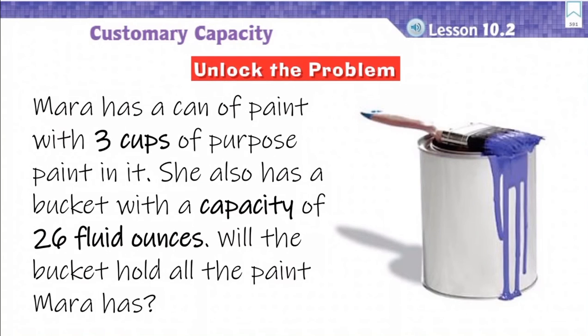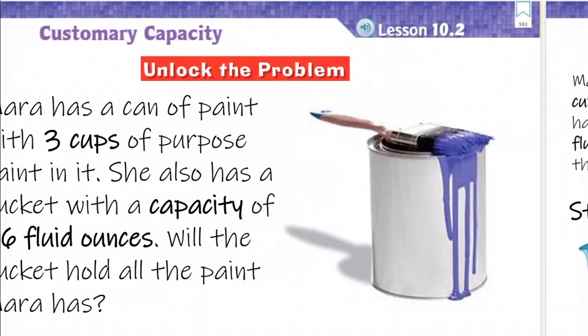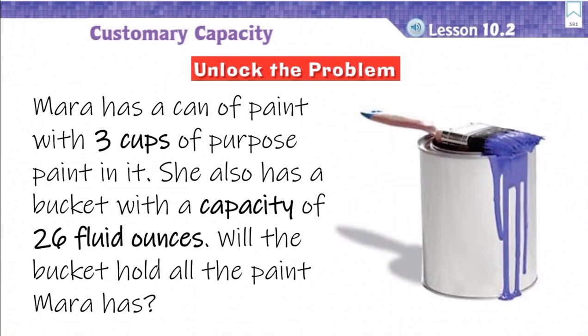So, we're going to unlock the problem. Mara has a can of paint with 3 cups of purple paint in it. She also has a bucket with a capacity of 26 fluid ounces. Will the bucket hold all the paint Mara has? All right. We're working with 3 cups and 26 fluid ounces, and we're going to figure out if the bucket will hold all the paint.